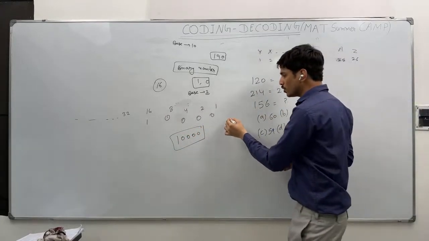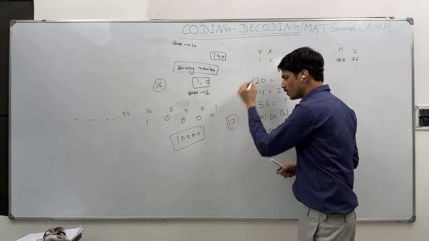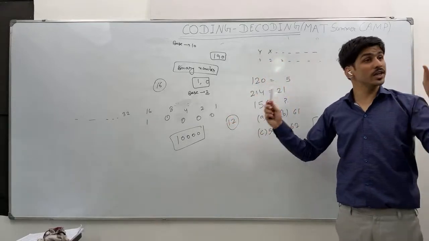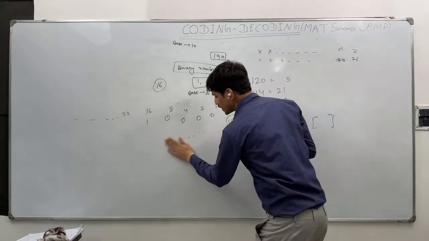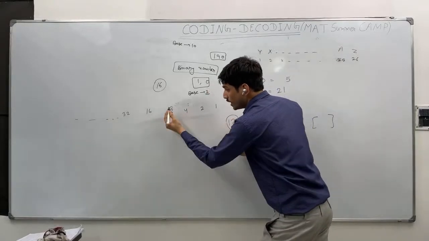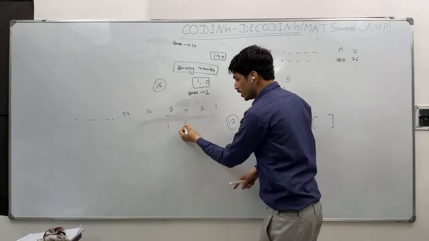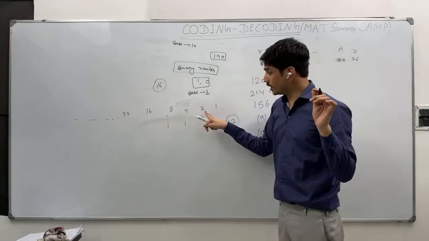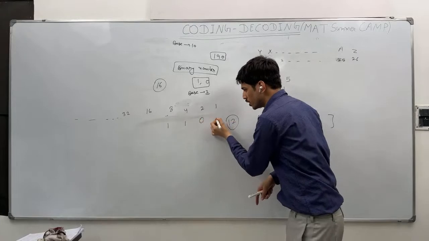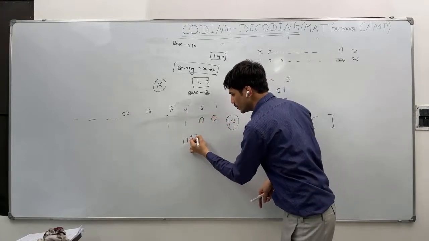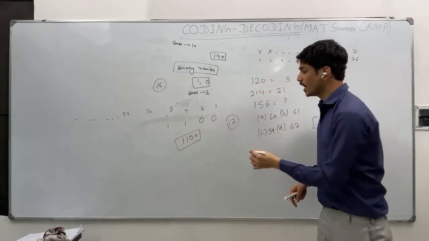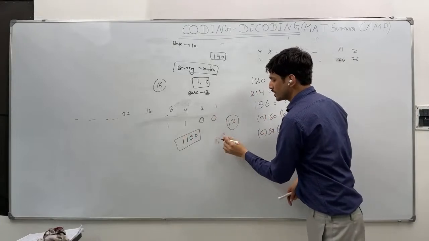Let's say I want to represent 12. What is 12? 12 is the decimal number. So what will I do? I'll start from here. Do I need 8? So I need 8. Do I need 4? I need 8 plus 4, 12 is over. Do I need 2? No. So I'll put 0. So what will be this? 1, 1, 0, 0.